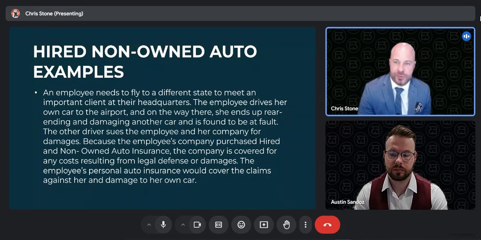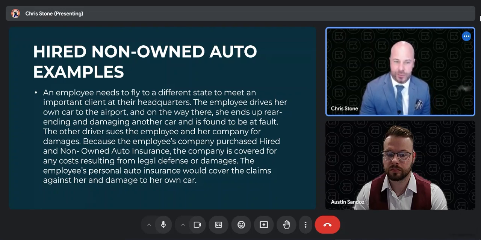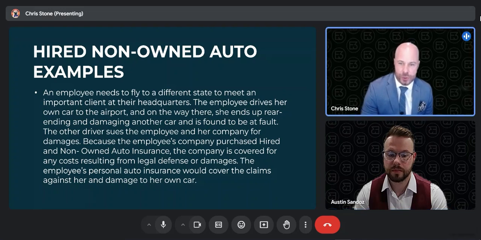An employee needs to fly to a different state to meet an important client at their headquarters. The employee drives her own car to the airport, and on the way there, she ends up rear-ending and damaging another car and is found to be at fault. The other driver sues the employee and her company for damages. Because the employee's company purchased hired and non-owned.